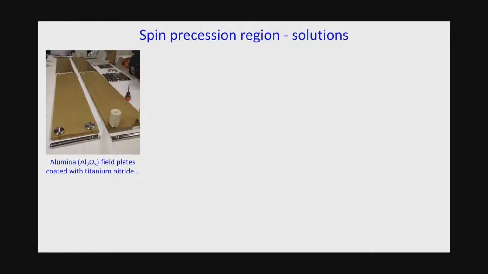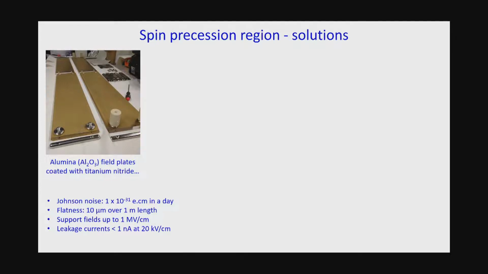Let me just show you some pictures here to see some of the solutions that we've come up with. We use ceramic electric field plates that are coated with a thin layer of titanium nitride. And these are really great electric field plates. We calculate that their Johnson noise is about 10⁻³¹ e·cm per day, which is acceptable for us. They're very flat. They can support fields up to 1 million volt per centimeter. We don't need such big fields. We have fields of 20 kilovolt per centimeter, and at that field we measure leakage currents below a nanoamp.